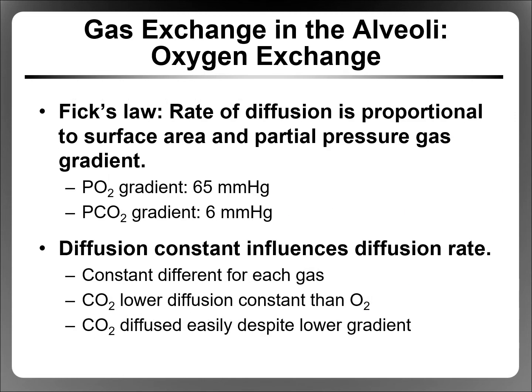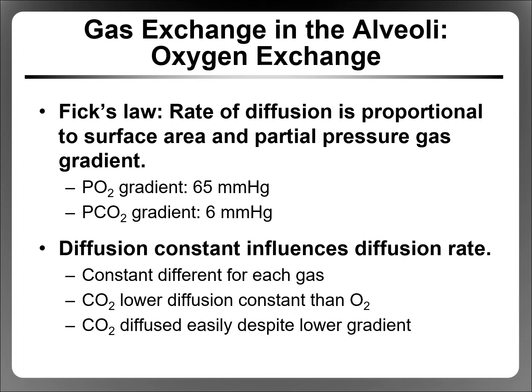Another law that will be important to oxygen exchange will be Fick's law. This is the rate of diffusion that is proportional to the surface area and the partial pressure of the gas gradient. So, for example, we know the pressure of oxygen is around 65 and the pressure of CO2 is around 6. So since we have a much larger PO2 gradient, it is going to move much more efficiently than CO2.